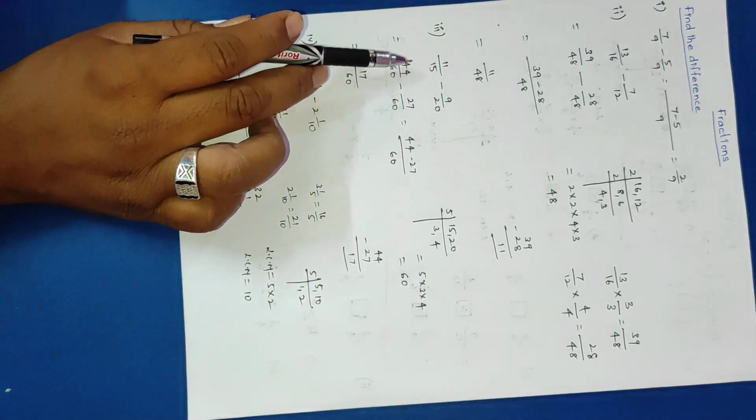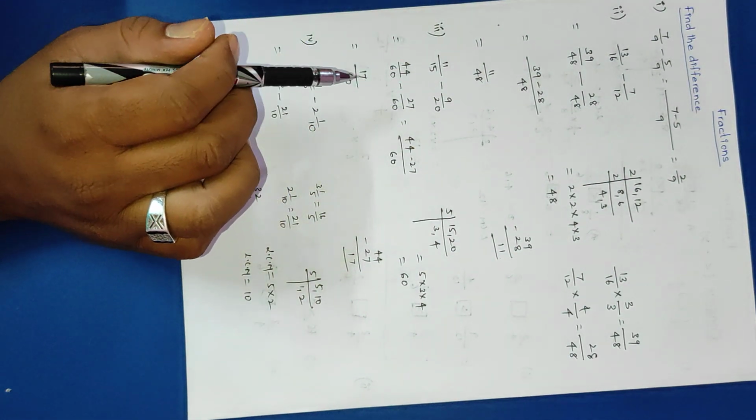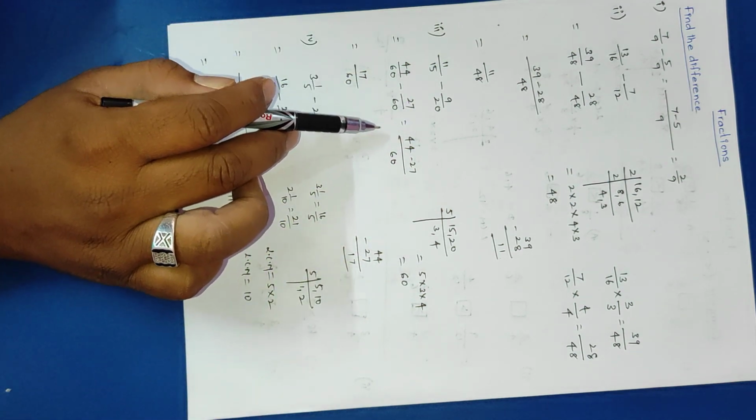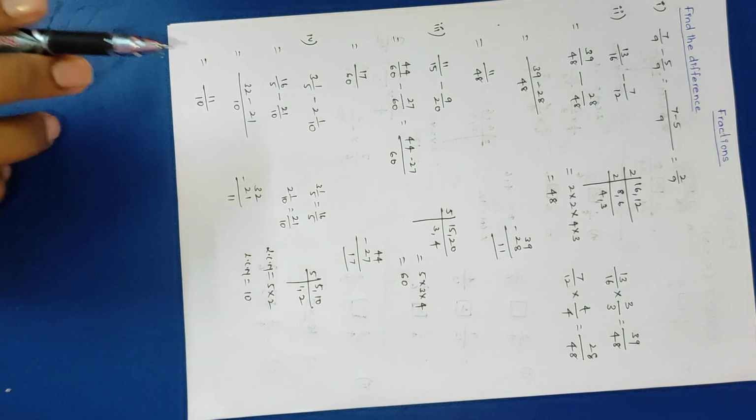Now next question, 11 by 15 minus 9 by 20. 15 comma 20 LCM is 60. Convert as equivalent fractions, then directly subtract the numerators.